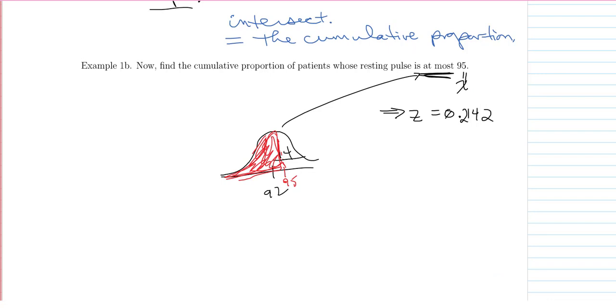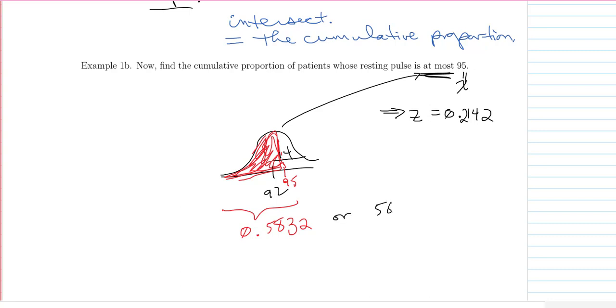So this area here is 0.5832. Notice it's a fraction of 1. You could also give a percentage, 58.32, but please pay attention to what the problem is asking for. If it says proportion, give the decimal version, and if it's talking about percentage, please give the percentage version.